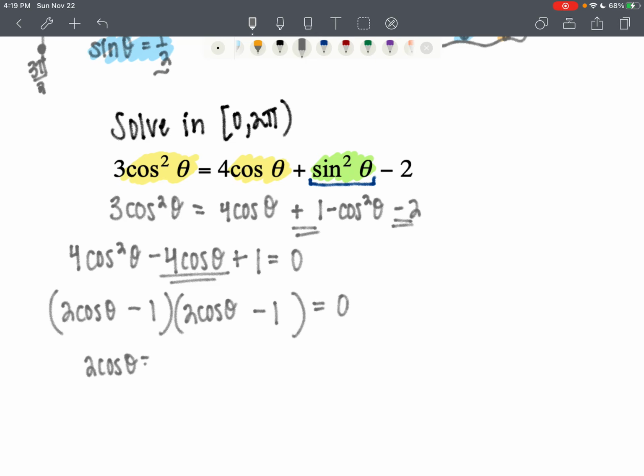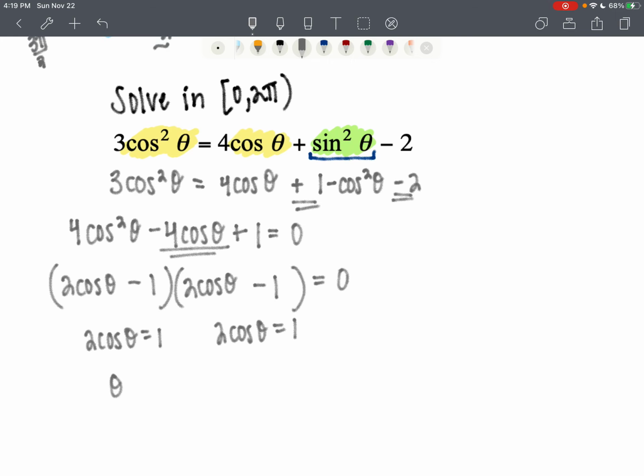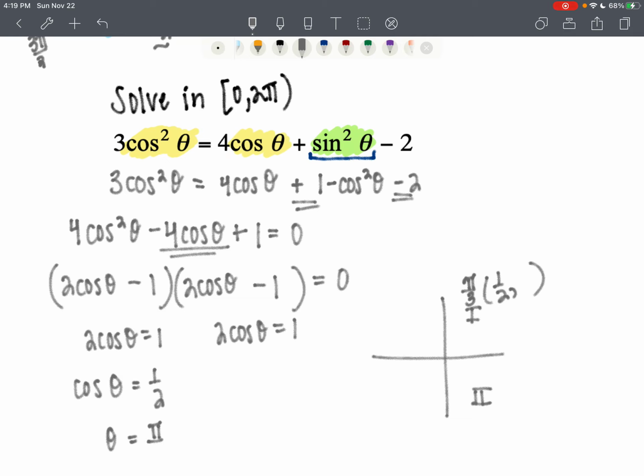2 cosine of theta equals 1. 2 cosine of theta equals 1. It's the same solution, so we're going to have a multiplicity. We've got cosine of theta equals 1/2. This is in the interval from 0 to 2 pi, so we know we want quadrant 1 and quadrant 2. 1/2 for cosine is going to be a pi over 3 angle, so we want the pi over 3 angle in quadrant 1 and the pi over 3 angle in quadrant 4.